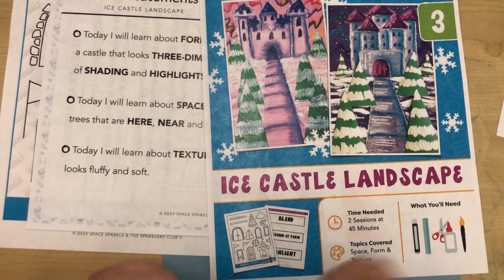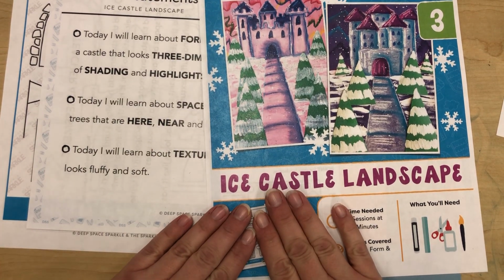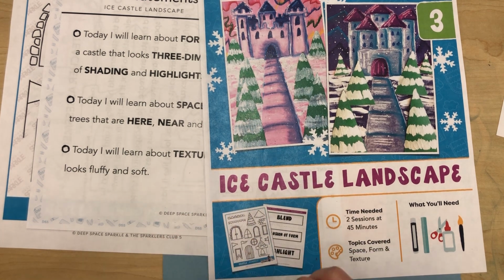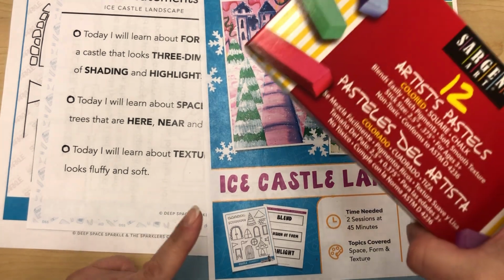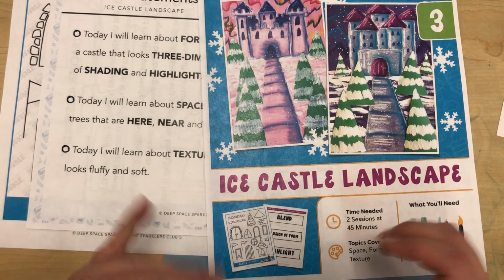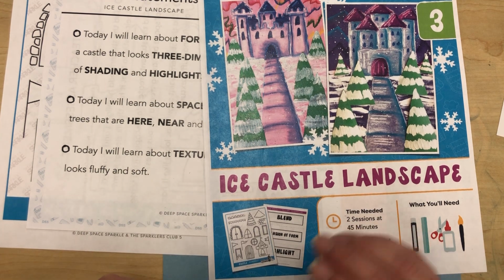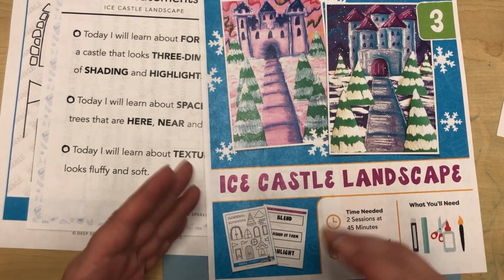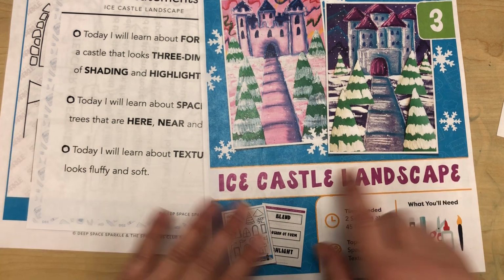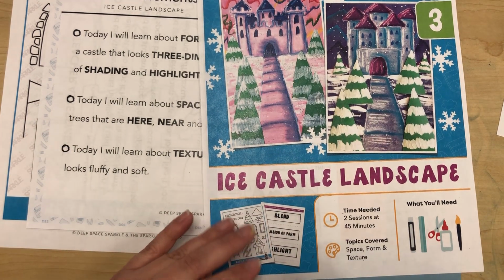Okay, so today we are going to be working on creating our ice castle landscape. We'll primarily focus on drawing today, using chalk pastels to do some outlining and coloring in. And then next week we'll finish up on the coloring with the chalk and add a little bit of paint, okay? So these are just two examples of different ice castles.